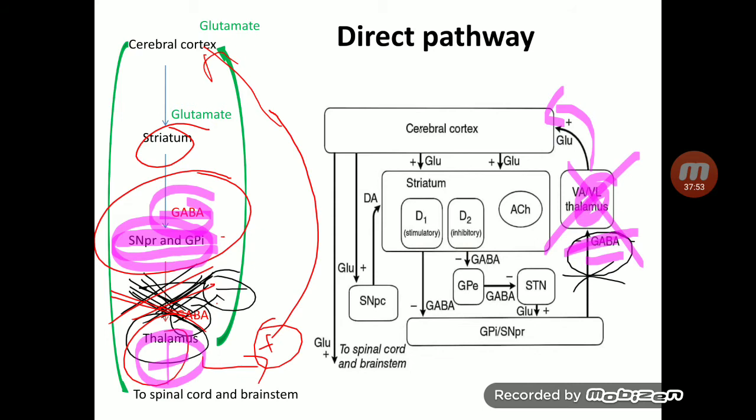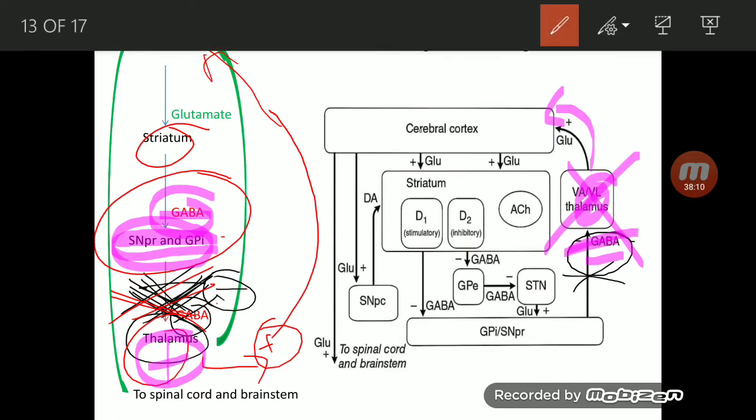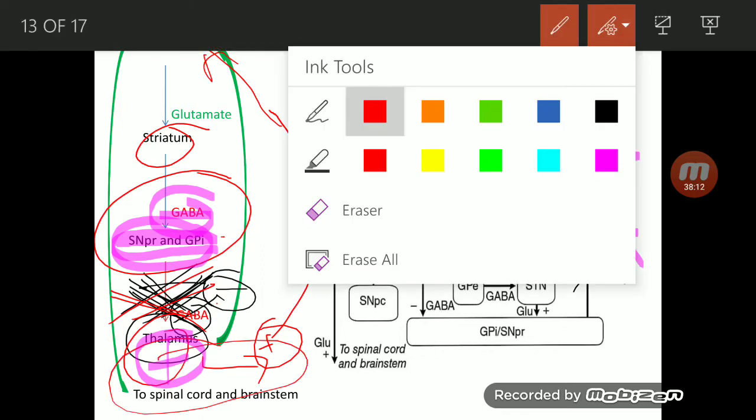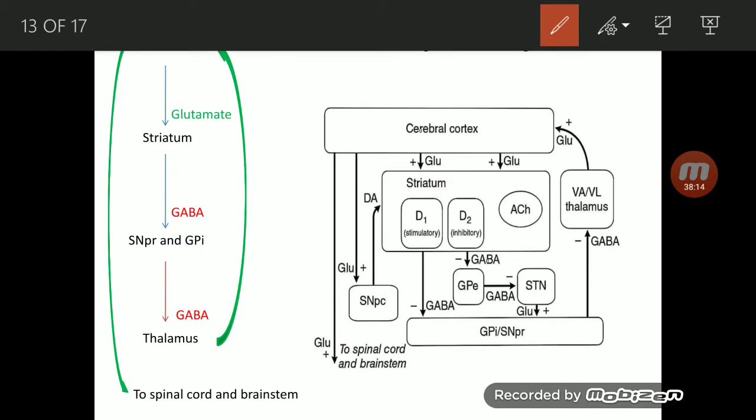Since glutamate is excitatory in nature, your cerebral cortex gets excited, and then it sends an impulse to your spinal cord and brainstem to carry on your movement. So direct pathway tells your body to move.